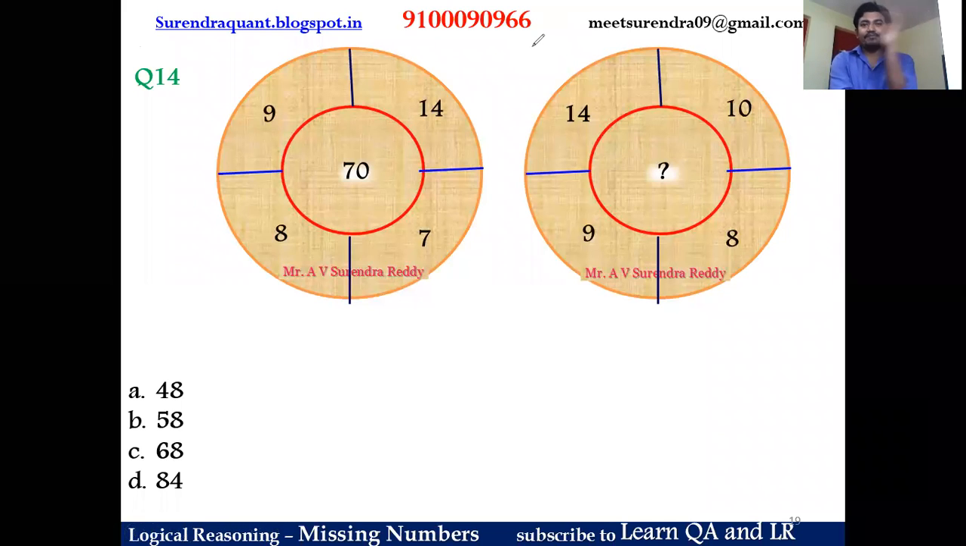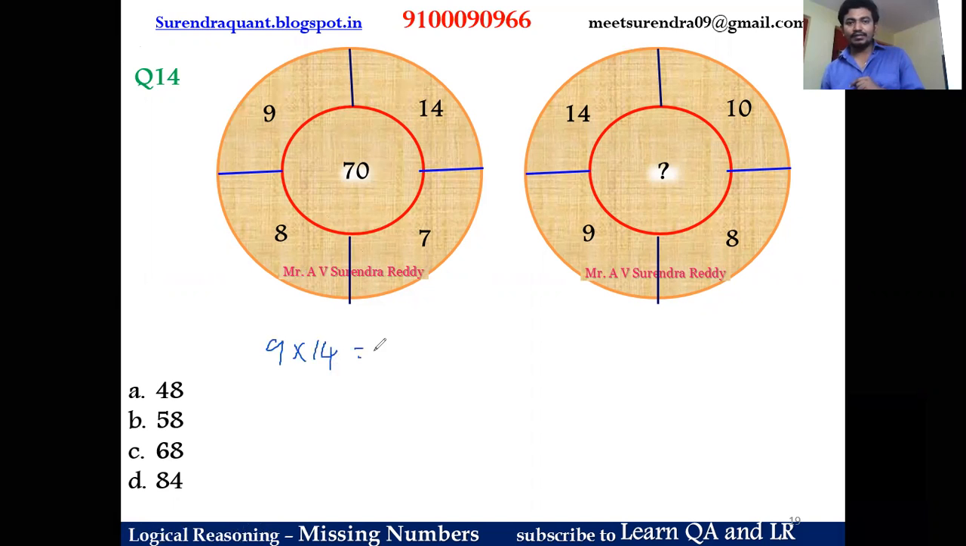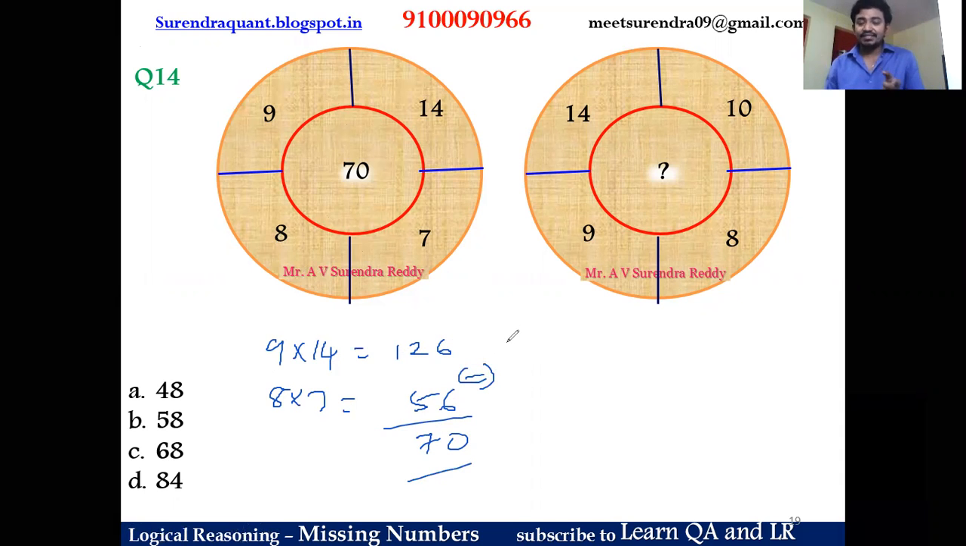Next, 9, 14 on the top, 8, 7 on the bottom, 70 in the middle. How do you produce the number 70 by using these combinations is very important. First of all, you need to think about arithmetic operations. So what is 9 into 14? 9 into 14 is 126. What is 8 into 7? 8 into 7 is 56. What is the difference, friends? Is the difference 70? So the product of the numbers on the top minus the product of the numbers in the bottom will give the middle number.